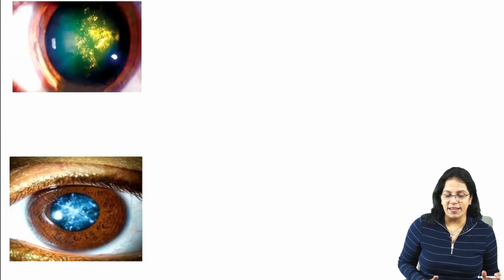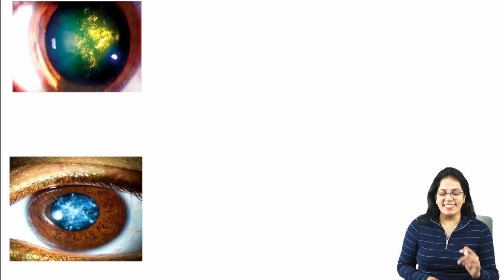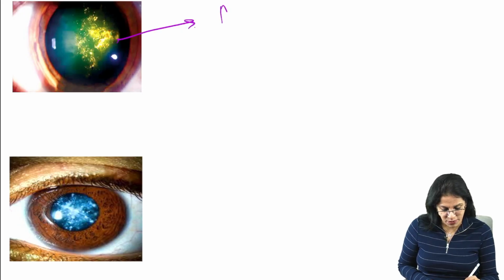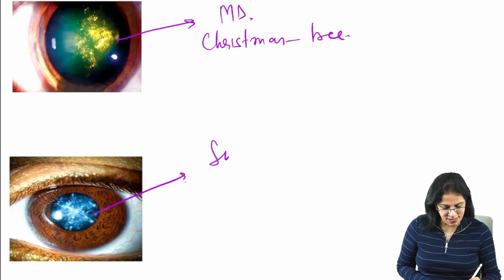Come to the next slide. What do you see here? Again, looks like complicated or polychromatic luster. No, these are needle-like opacities seen in myotonic dystrophy. We are talking about Christmas tree cataract. We will remember this. And what is this? This is the snowflake or snowstorm cataract, which is seen in diabetes mellitus.